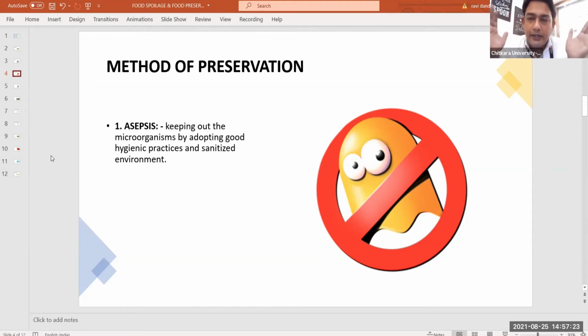And even the whole environment, the kitchen slab, the cooking ranges, wherever you are cooking, they all should be clean. And this is the first step of preservation, that is known as asepsis. Keeping out the microorganisms by adopting good hygienic practices and a sanitized environment. That's how we can have healthy cooking in place. So this is known as asepsis.